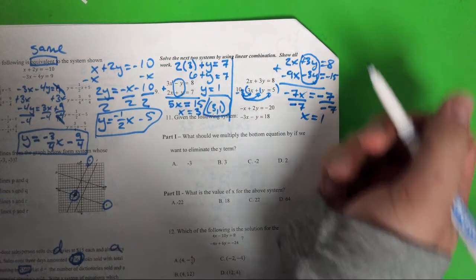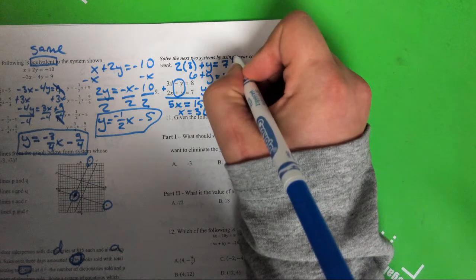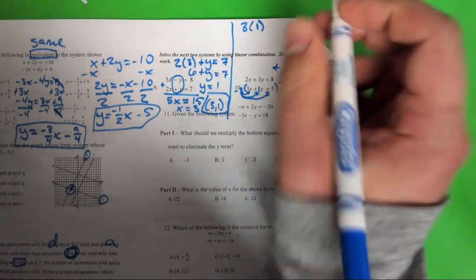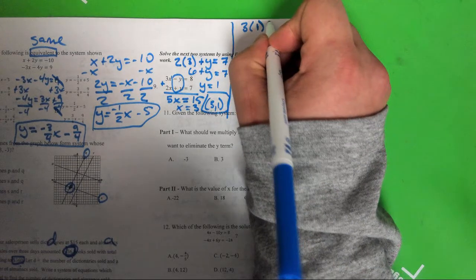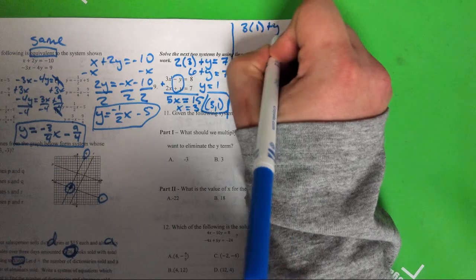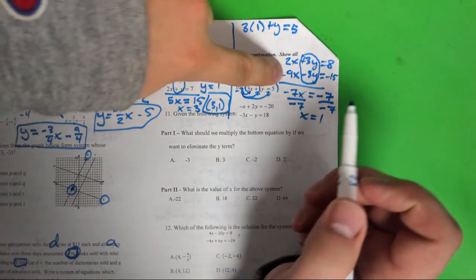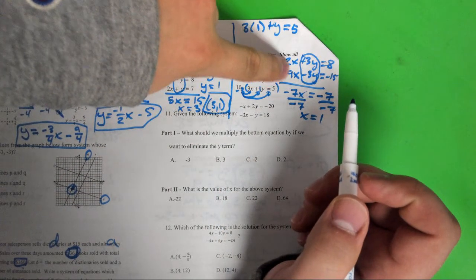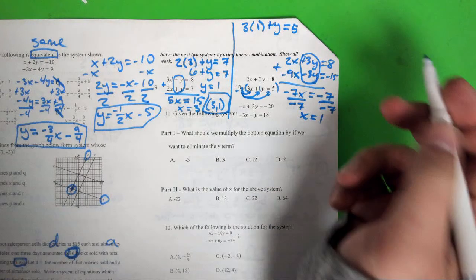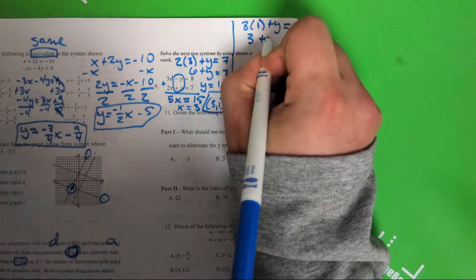Where do I got room? I'm going to have to do it up here. Let's do 3 times my x, which is now 1. The rest of the equation's got to be the same, plus y equals 5. Notice I'm using the original problem. I don't want to use the one I changed because that makes life more difficult. Remember, work smart. 3 times 1 would be 3, plus y equals 5.